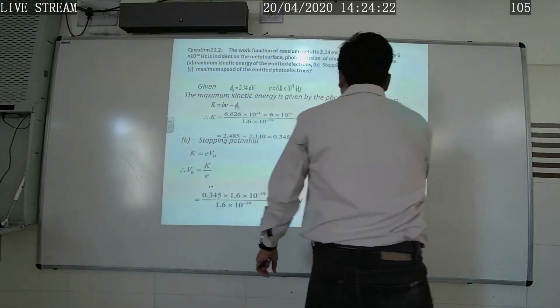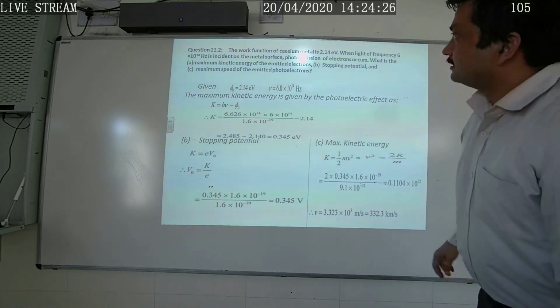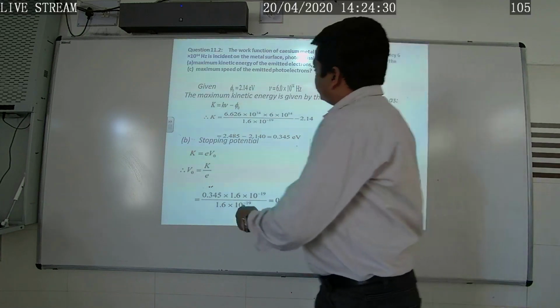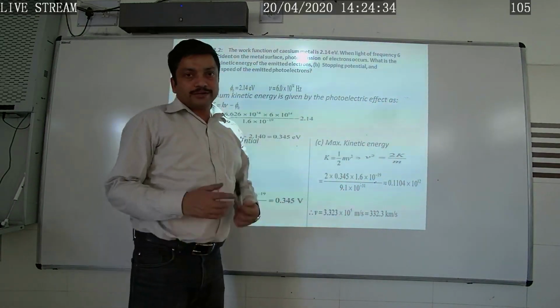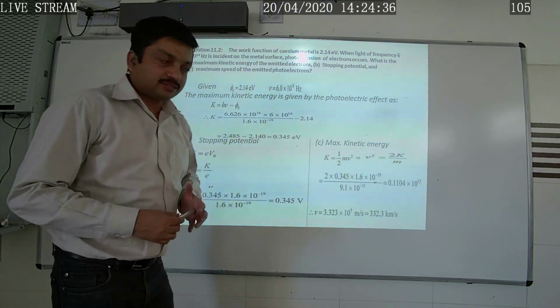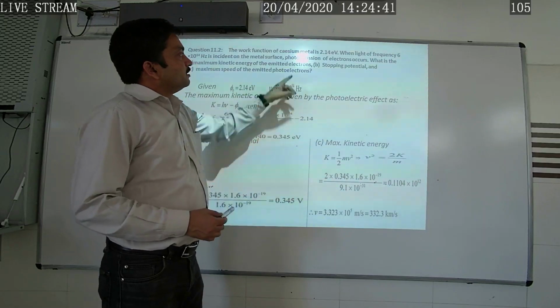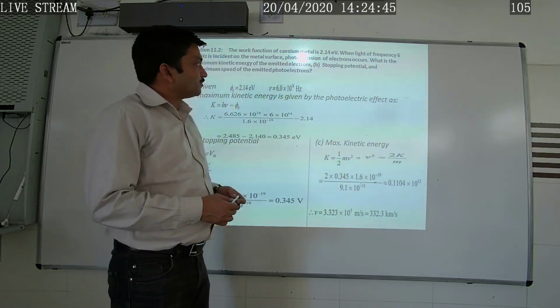This is the 11.2nd exercise. The question is, the work function of cesium metal is 2.14 electron volt. As we have already studied, this metal has the least work function, and what about the highest work function? That is platinum, 5.65 electron volt.